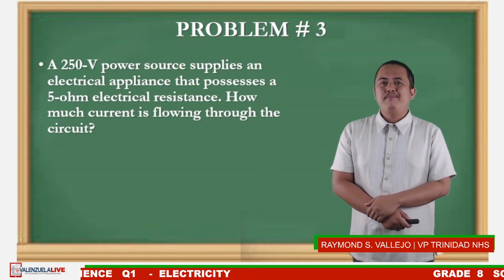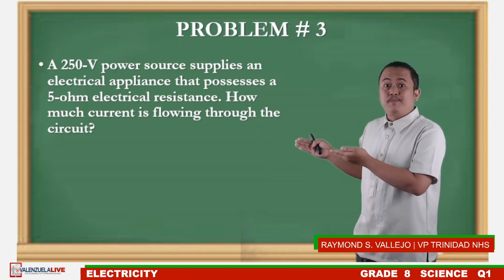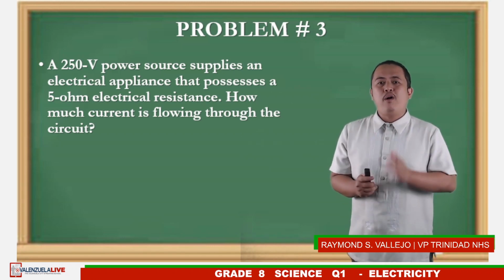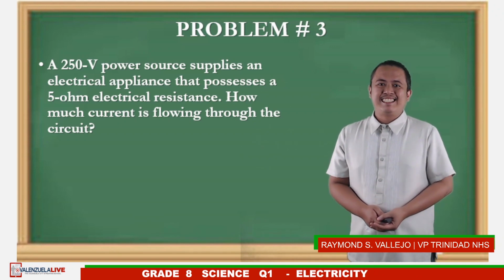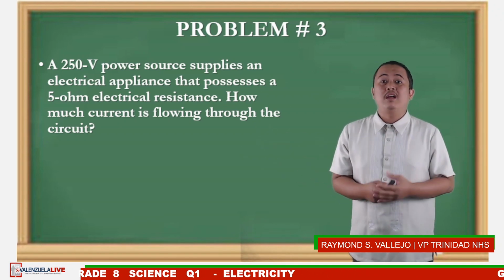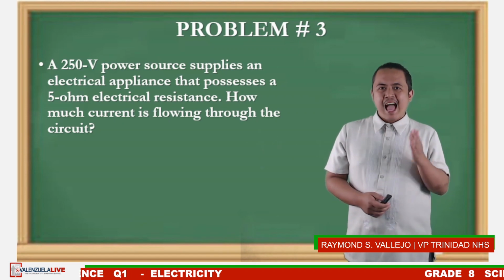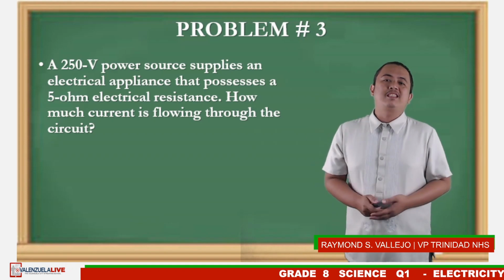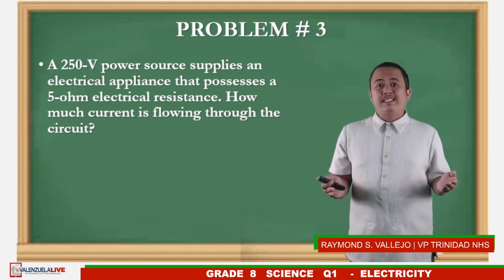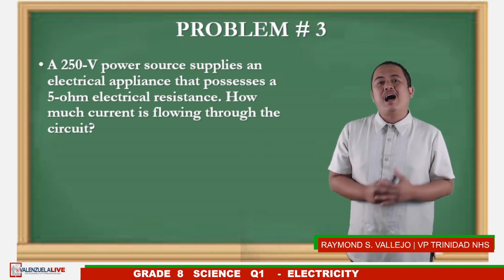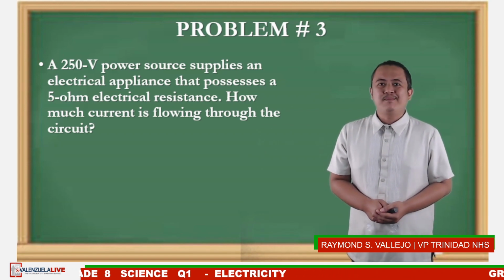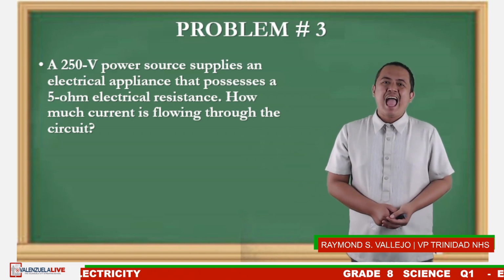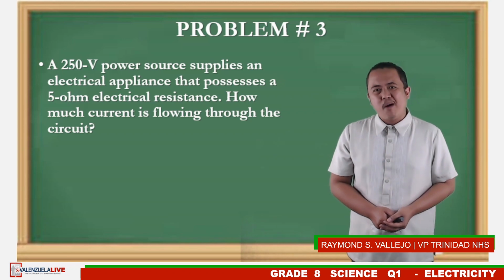For our third problem, a 250 volts power source supplies an electrical appliance that possesses 5 ohms of electrical resistance. How much current is flowing through the circuit? Again, a 250 volts power source supplies an electrical appliance that possesses 5 ohms of electrical resistance. The question is, how much current is flowing through the circuit? Type your final answer in the comment section.